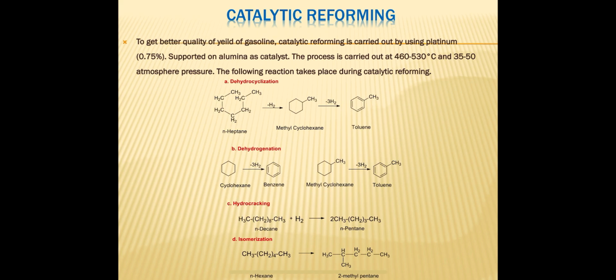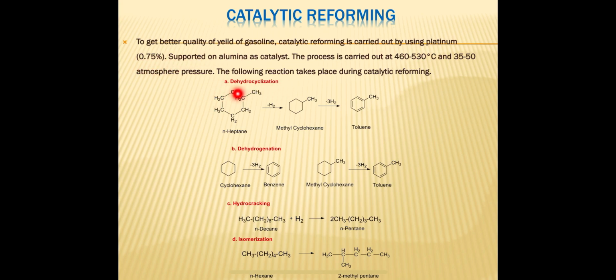And the next is catalytic reforming. To get better quality and yield of gasoline, catalytic reforming is carried out by using platinum supported on alumina as catalyst. Here this catalyst is very important. The chemical transformation or the structural modification is going to take place with the help of platinum and alumina, which has been used as a catalyst. The process is carried out at 460 to 530 degrees centigrade at 35 to 50 atmospheres pressure. These are the chemical changes or structural modifications which are going to take place in the presence of these catalysts. Let us see one by one.